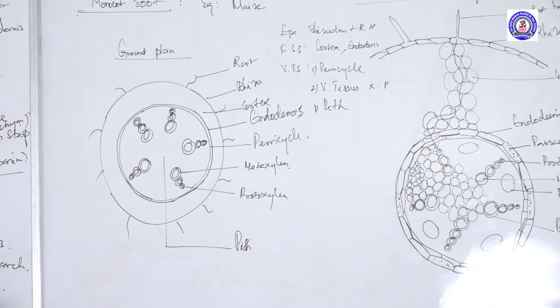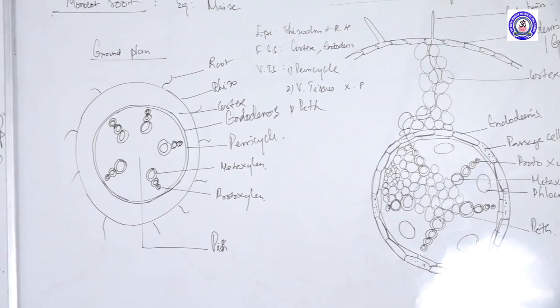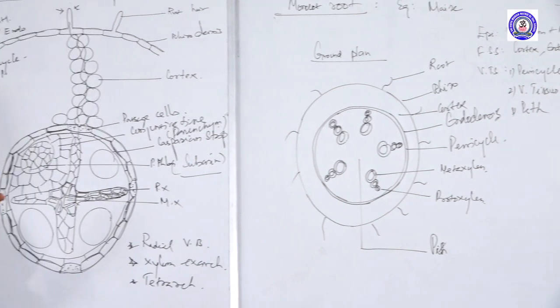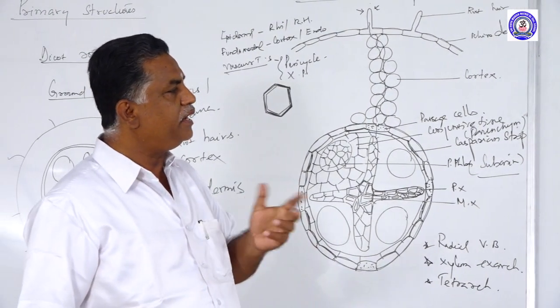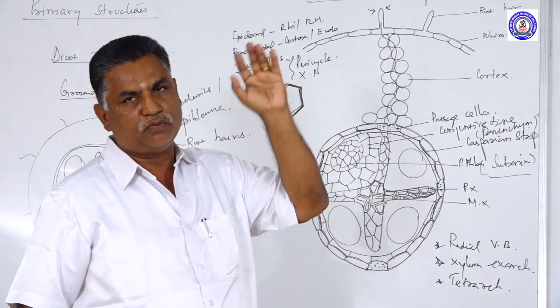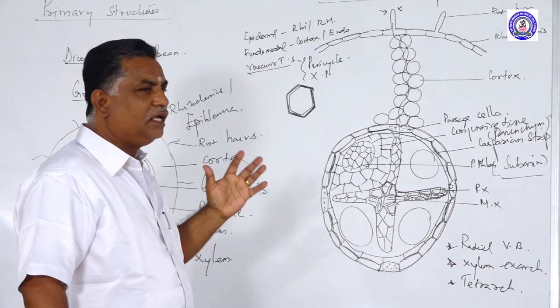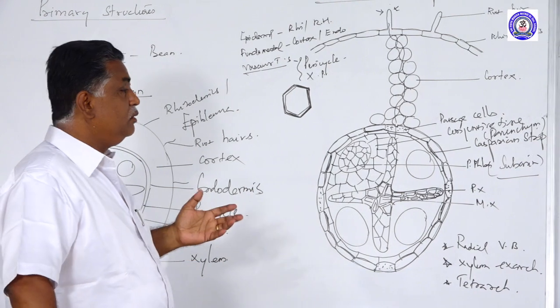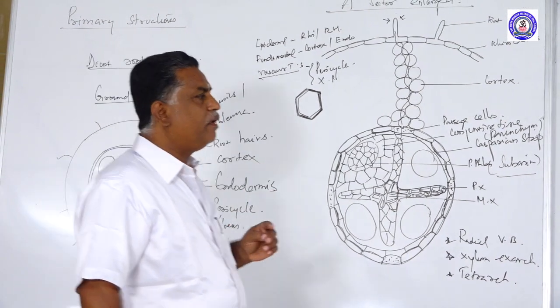So this is a radial vascular bundle. The vascular tissues are in radial arrangement. Point number two, protoxylem points are facing towards the periphery, so that is exarch. Protoxylem towards the periphery, metaxylem towards the center. These are the similar points, since both are roots.